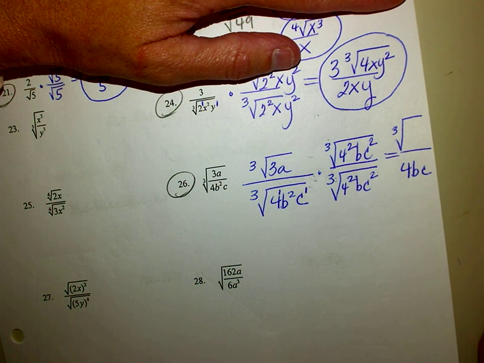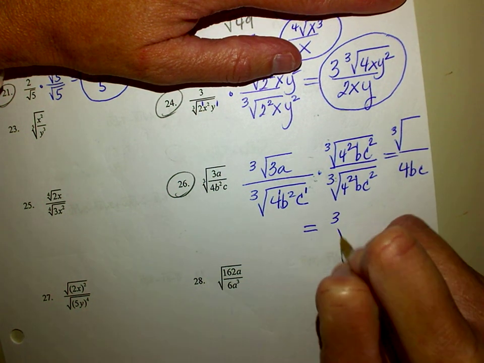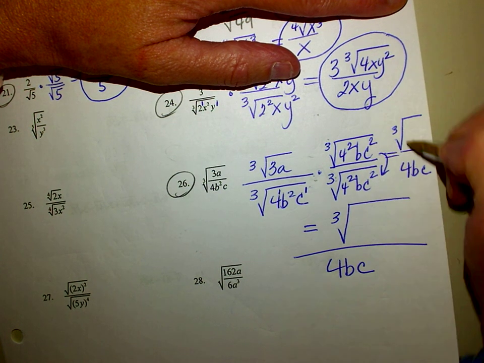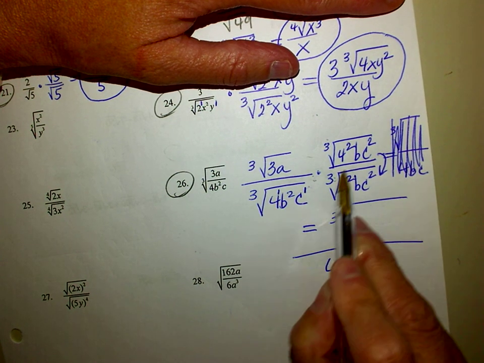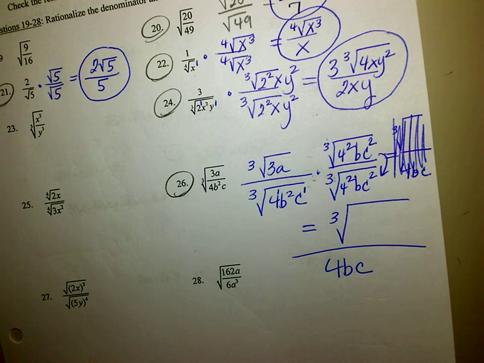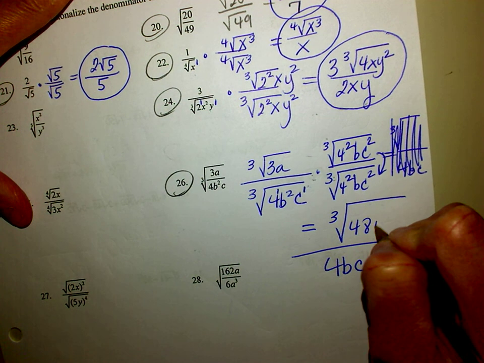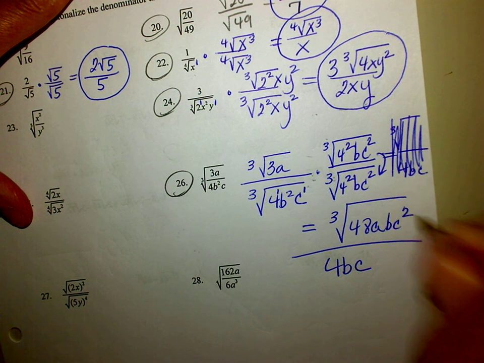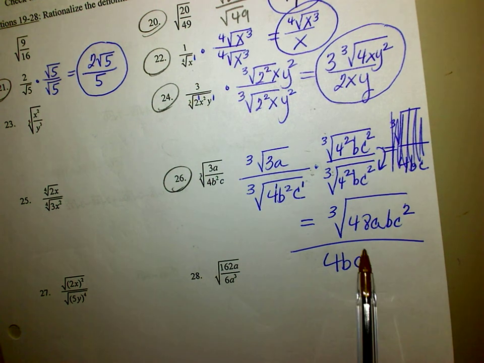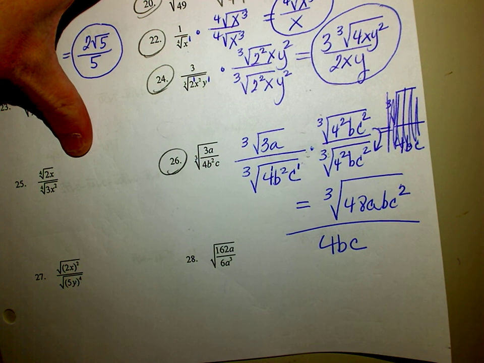But I don't think I'm going to have enough room, so let me rewrite this. Okay, so I just rewrote this. I moved it down there. 4 squared is 16 times 3. 16 times 3. 48. Yep, 48. And then I have an a, b, c squared. Now, you have to check to see if you can reduce 48. So far, I haven't been able to do that, but 48 might be able to simplify.